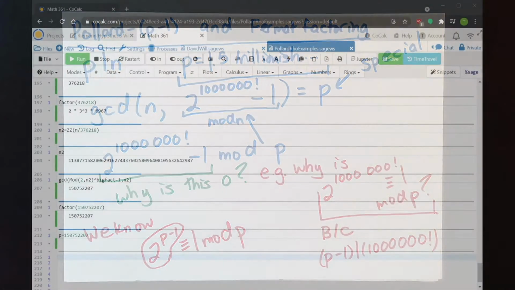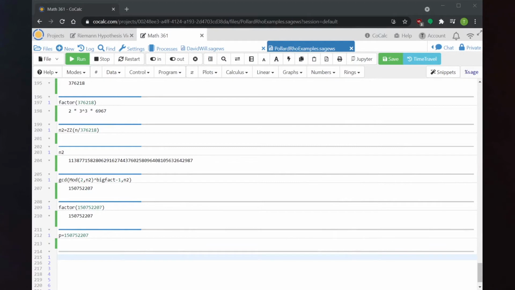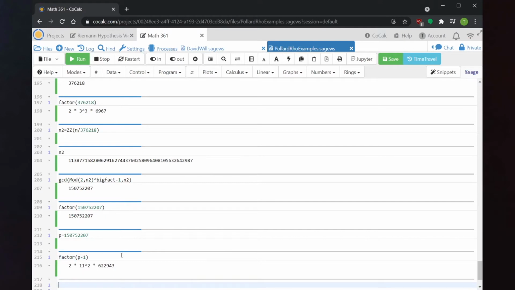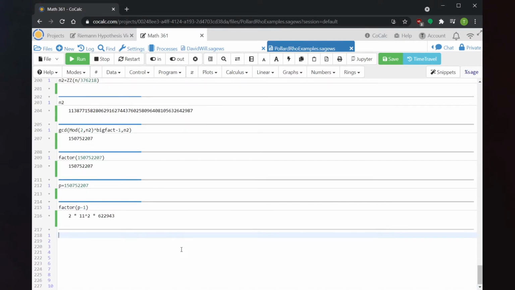Now, let me go ahead and show you that in Sage. I have gone ahead here and labeled p as this number. And so what I want to do to show you what happened here is to factor p minus 1. And so what you see here is that all of the prime factors of p minus 1 are smaller than a million. And so they all go into a million factorial, and so, as claimed, p minus 1 does in fact divide a million factorial in this instance.